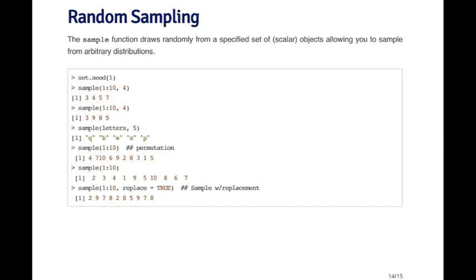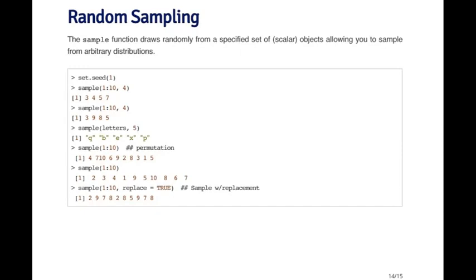Now, what happens if I don't specify anything? I just give it the vector of objects. So here I'm passing sample the vector 1 through 10, and if I don't specify anything else, what it does is it gives me a permutation of those. So here the vector 1 through 10 is just permuted in a random order. If I call it again, I get yet another permutation.